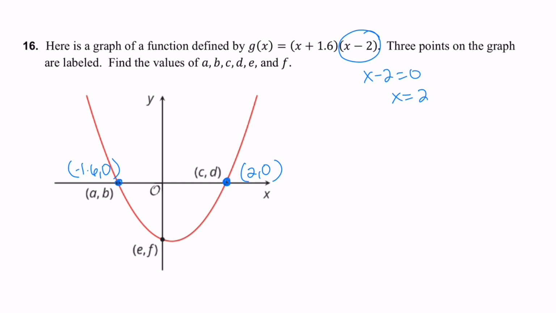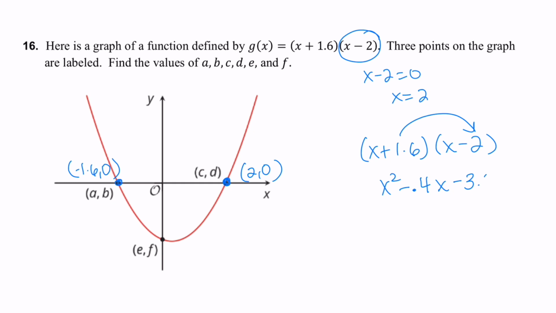But then if I'm multiplying it out, I get x squared minus 2x plus 1.6x, that's minus 0.4x. And 1.6 times 2 is negative 3.2. So this point right here is going to be the point 0, negative 3.2. So A is 1, B is 0, C is 2, D is 0, E is 0, and F is negative 3.2.